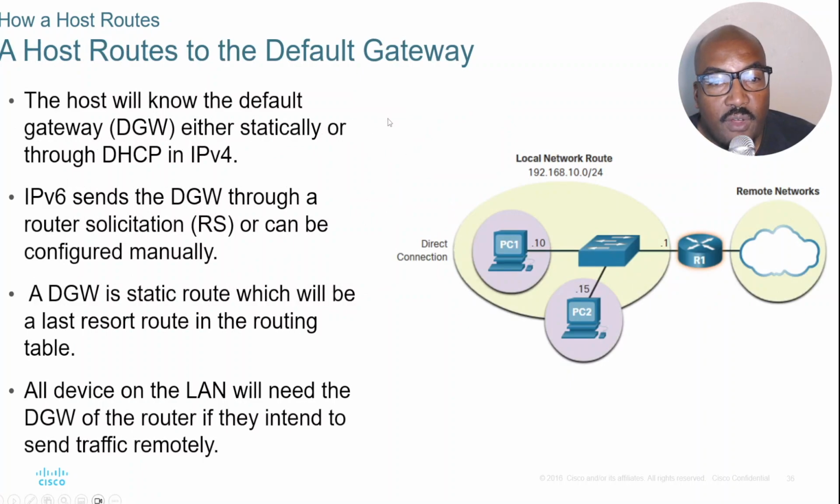A host routes to the default gateway. The host will know the default gateway, either statically or through DHCP, Dynamic Host Configuration Protocol. I want you to send me an email: what port does DHCP use? I want to know what port that uses. IP version 6 sends a default gateway through a router solicitation or can be configured manually. So the default gateway is a static route, which will be the last resort route in the routing table. All devices on the local network will need the default gateway of the router if they intend to send traffic remotely. Very important.